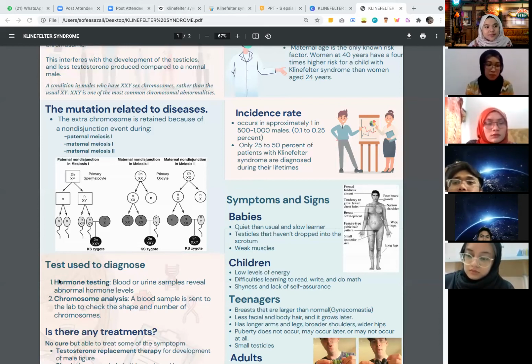Thank you, Alif. The inheritance rate of Klinefelter syndrome is 1 male to every 500 to 1,000 males. That is an approximate of 0.1% to 0.25%. However, this is based on the data from the United States. In Malaysia, the latest research that I was able to find was in 2016 with only 7 recorded literature, based on a research made by Nur Shafina and others. The sad part is that only 25 to 50% of patients with Klinefelter syndrome are diagnosed during their lifetime.